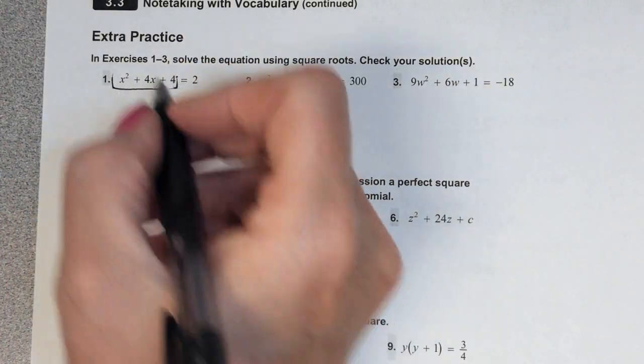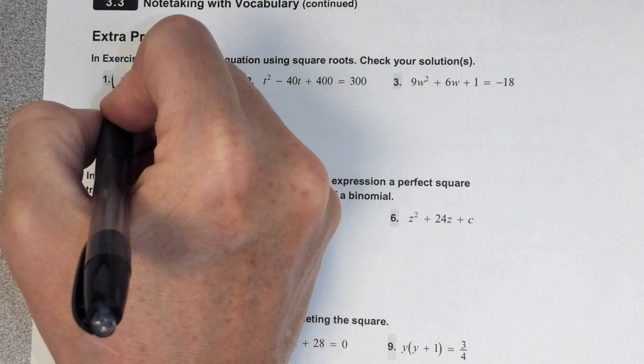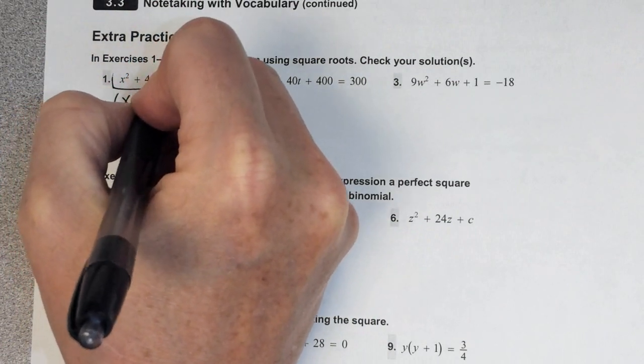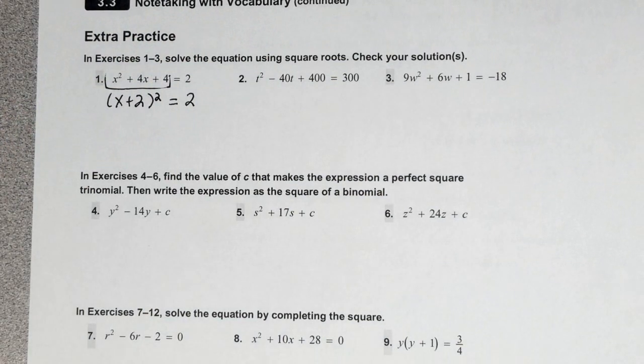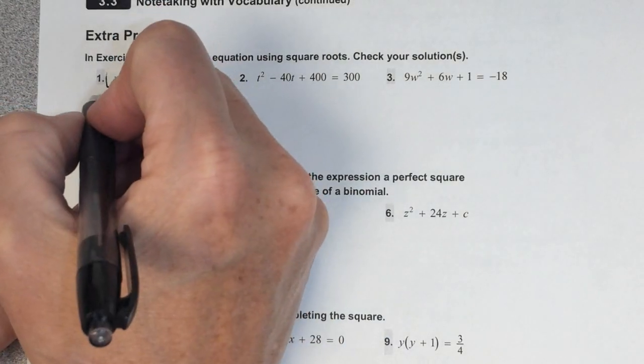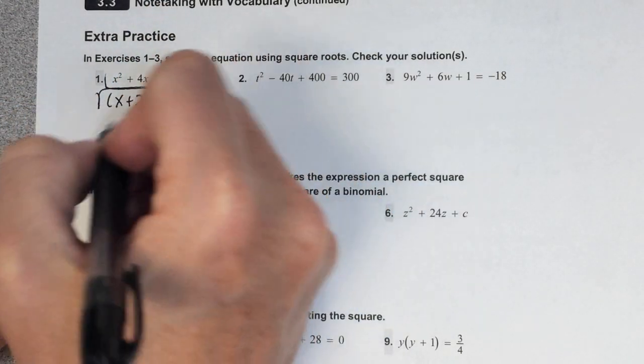Tommy, what's another way to write that? X plus 2 squared. So once I have that rewritten in factored form, now I have a quantity squared. So now I would be able to take the square root of both sides. So I'm going to take the square root here, square root here.